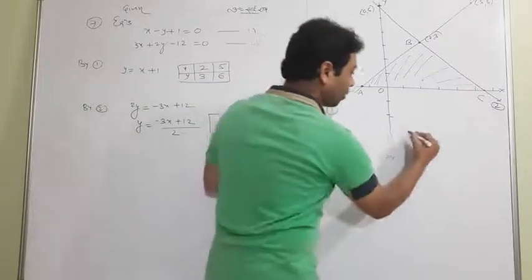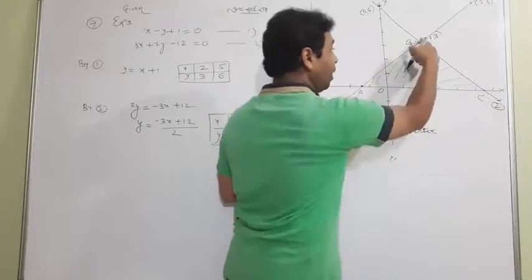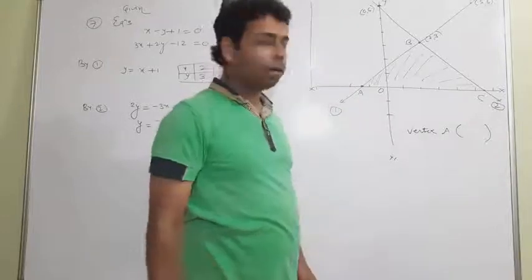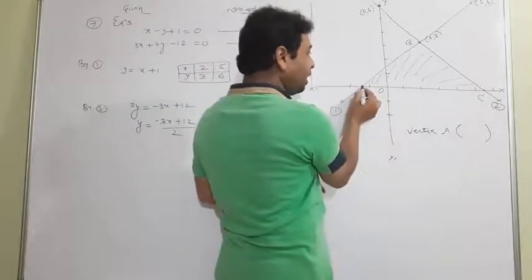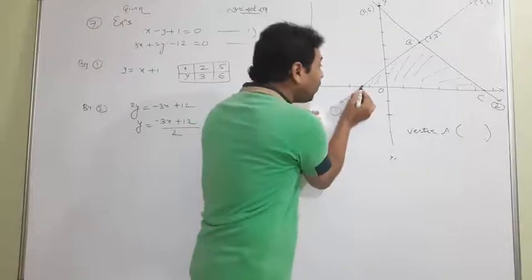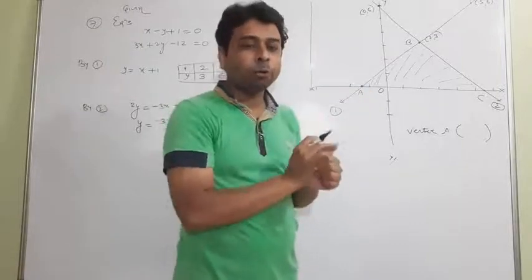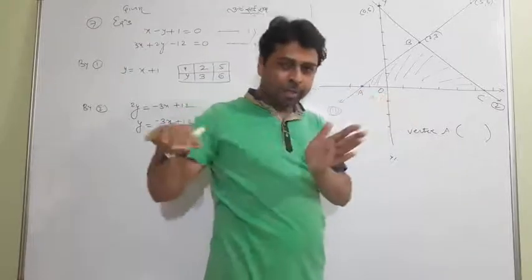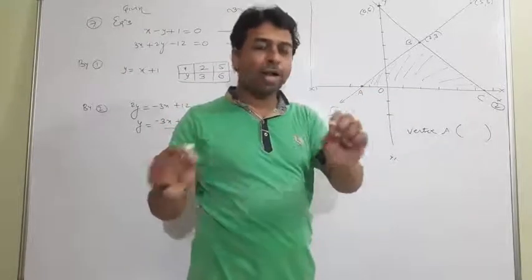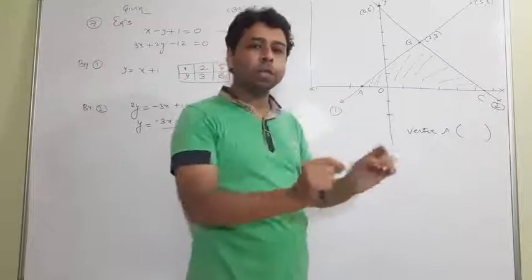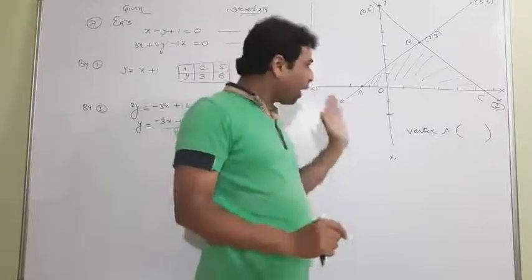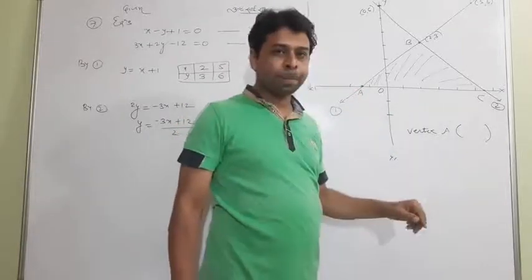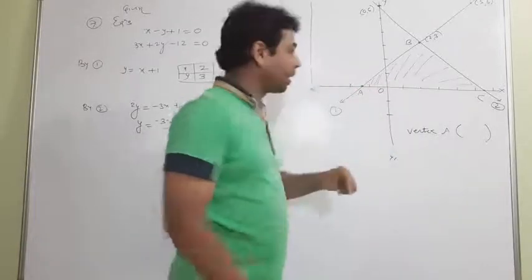Now the vertices are A, B, C. So what is A? Choose where A is. A is this point, but this time it is tough to find out. So I have a trick to tell you. You can examine the point by seeing it on the graph, because the graph represents each and every point clearly. But if you can't catch point A properly, I have a trick, just for point A and point C, because they are lying on the x-axis.